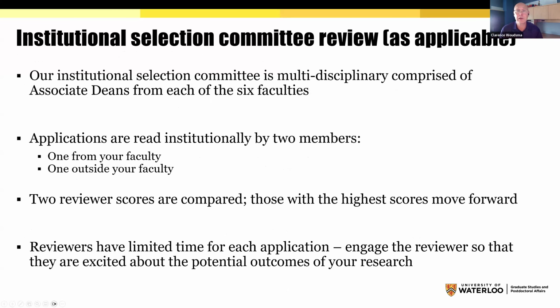So how does the selection process unfold here on campus? We have a selection committee that, again, is managed by the staff at GSPA in consultation with myself and Professor Wan, and the 6 associate deans from the various faculties on campus form the selection committee. And every application, and we get hundreds of applications, is read by at least 2 of us, one from within your faculty and one from outside.